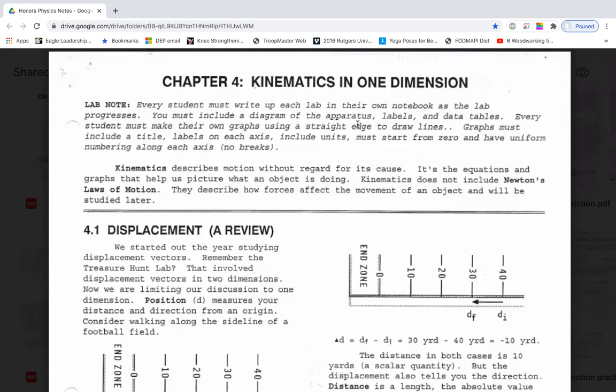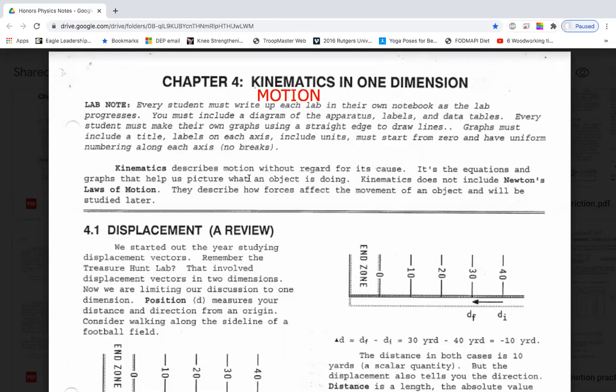Let's start our next unit, kinematics in one dimension. Just think of kinematics as motion. Before we get started, everybody knows we begin all these units with a lab, and every lab needs to be written up in your notebook. You're going to make sure you have a diagram of the apparatus, labels, data tables, the whole works. And you're going to have to make a graph with labels on each axis, include the units. It's all set up right here for you.